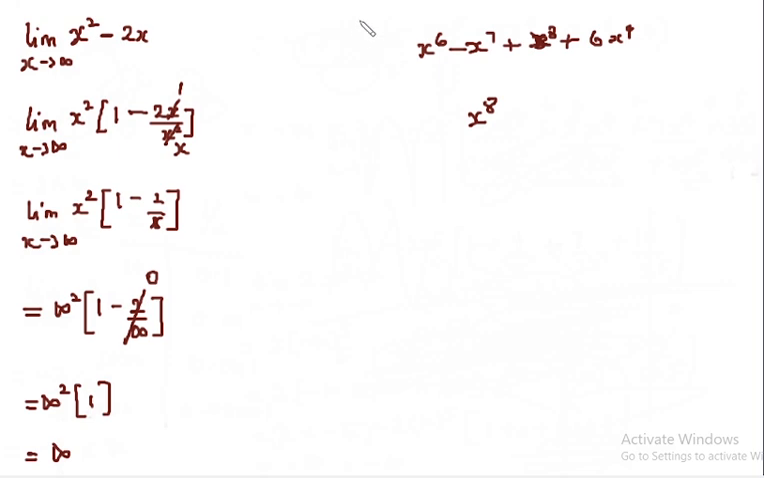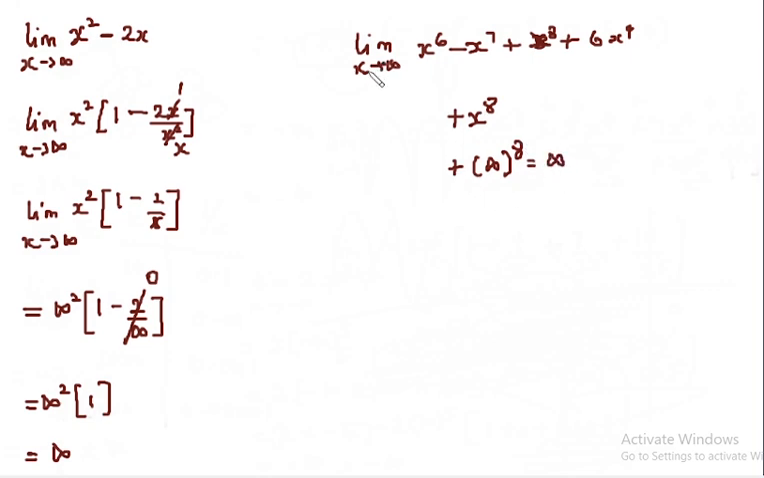So if you're asked to find the limit as x approaches positive infinity, we have plus x to the power of 8. You simply plug in your infinity sign into this. So you have plus, open bracket, infinity to the power of 8. So infinity to the power of 8 is still infinity.